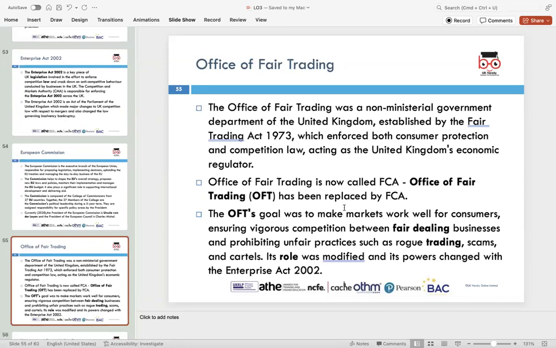Office of Fair Trading. The Office of Fair Trading was a government department in the United Kingdom that was established by the Fair Trading Act 1973. Its primary function was to enforce both consumer protection and competition law, and it also served as the economic regulator for the United Kingdom.